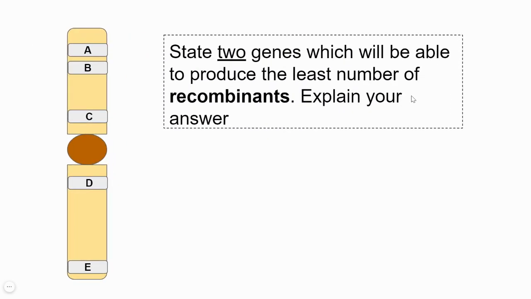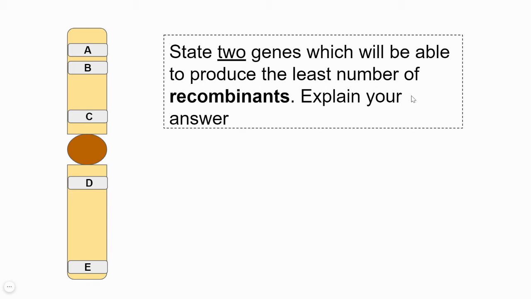So let's look at this example. I will ask you to pause the video over here and try to answer this question, which shows a chromosome, and the chromosome contains genes A, B, C, D and E. You have to state two genes which will be able to produce the least number of recombinants. Okay, so when the whole chromosome undergoes meiosis, the chances of which two genes getting recombined, meaning swapping, is very low. Pause the video and try to answer this question.